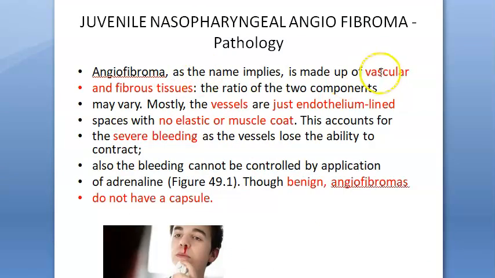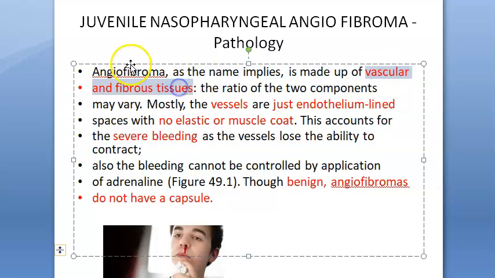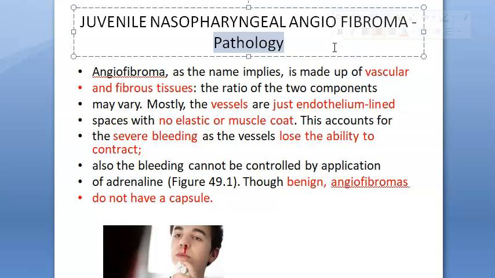Pathology, you see, vascular. So angiofibroma is made up of what? Vascular and fibrous tissue. Angiofibro, vascular and fibrous tissue. These vessels are just endothelium lined spaces with no elastic or muscle coat. That's what they were saying, that there is no tunica media, no elastic or muscle coat. So that's why it will cause severe bleeding, because they lose their ability to contract. Guys, this you have to write. This is the exact pathology.